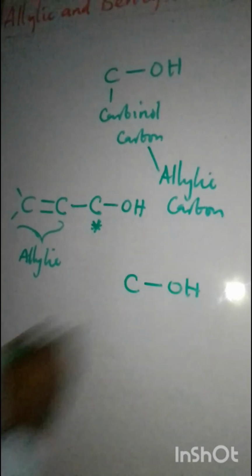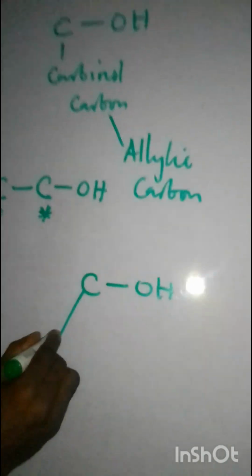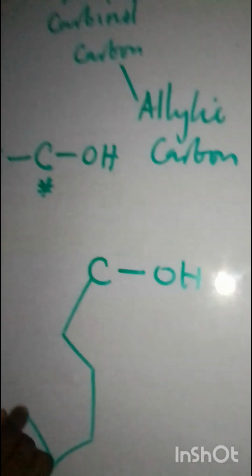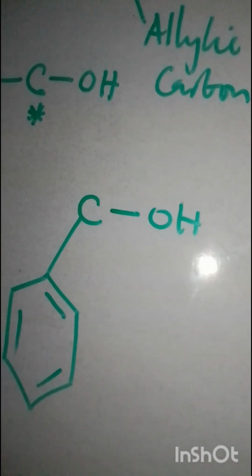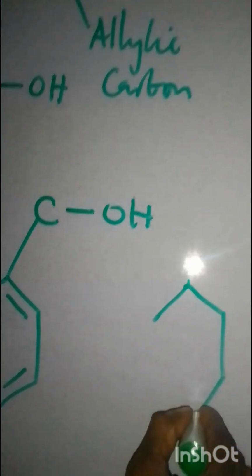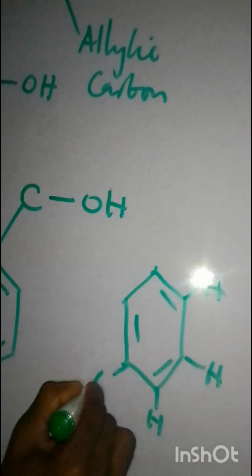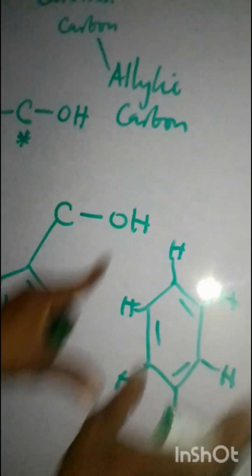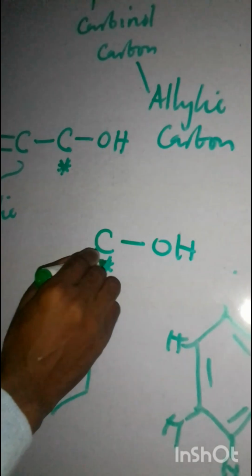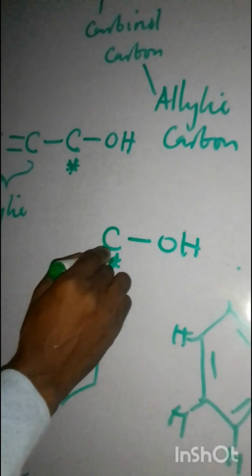What is a benzylic carbon? A benzylic carbon is a carbon directly bonded to a benzene ring or phenyl ring. This is the benzene ring, where we have hydrogen, hydrogen, hydrogen, hydrogen, hydrogen, hydrogen. So when a benzene loses a hydrogen, it is called a phenyl group. So what are we saying? Any alkanol whose carbenol carbon is directly bonded to a phenyl group is called a benzylic alkanol, and that carbon will be called the benzylic carbon.